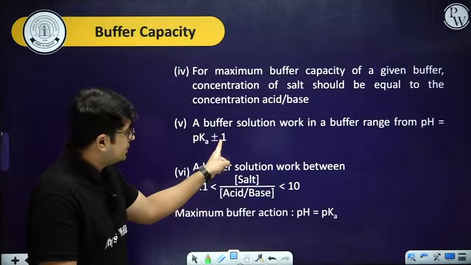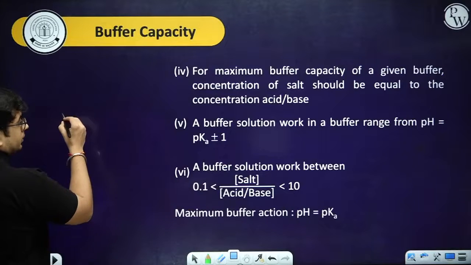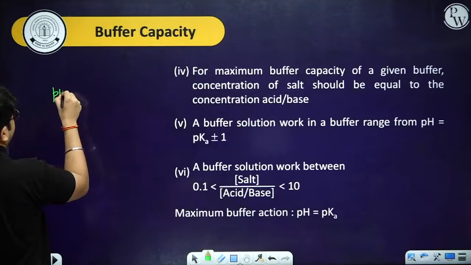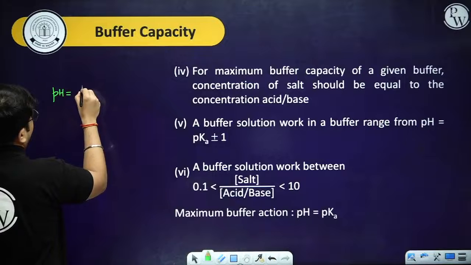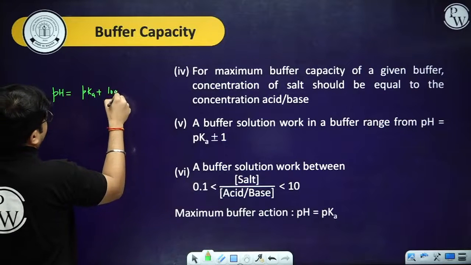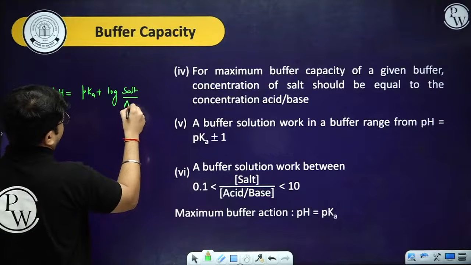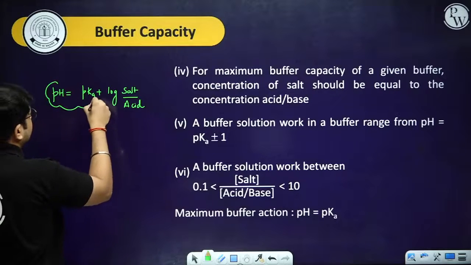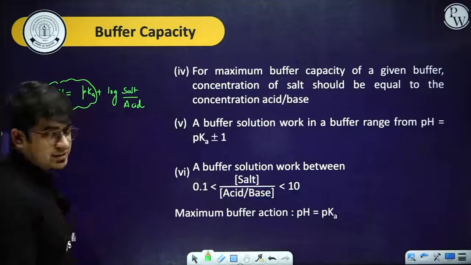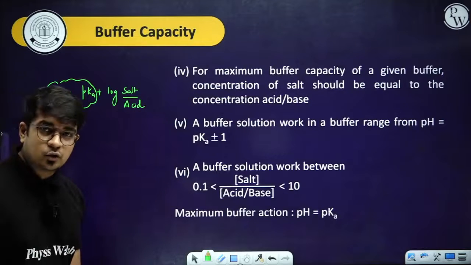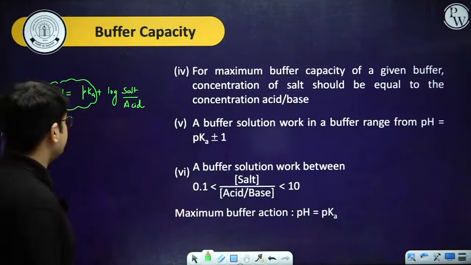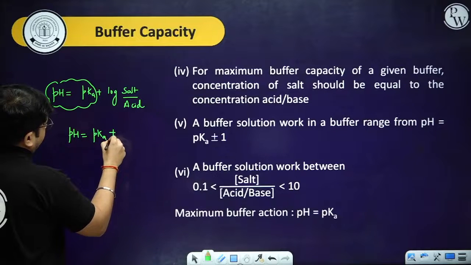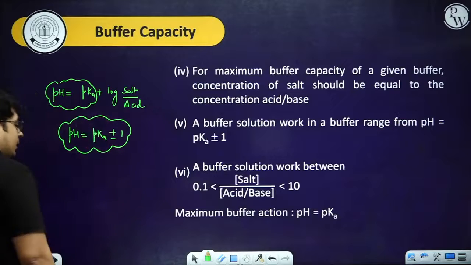So this entire part, because that is 1, will be there. If you remember the formula, if I talk about the formula of pH, that will be equal to pKa plus log salt over acid. That was the formula. So if the pH becomes equal to pKa, that will be the maximum buffer action, because this entire part is already equal. Now what happens? It may be possible that pH will be equal to pKa plus minus 1. That is the range of the buffer solution.